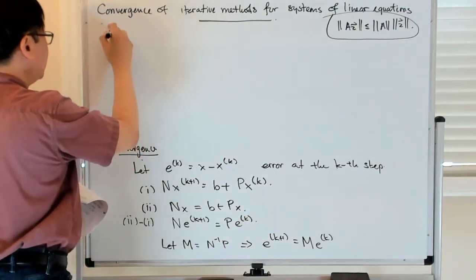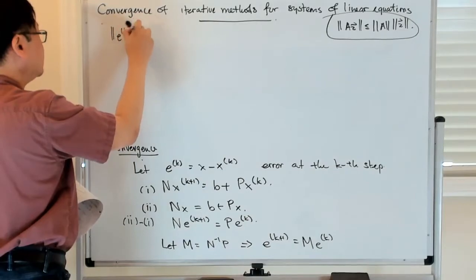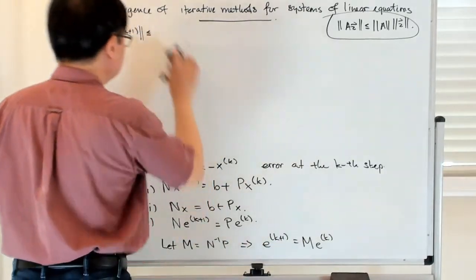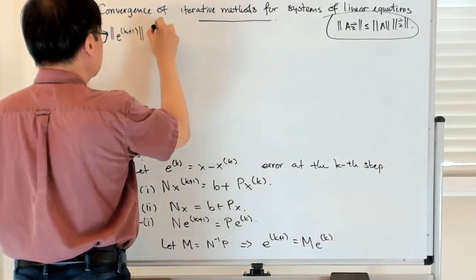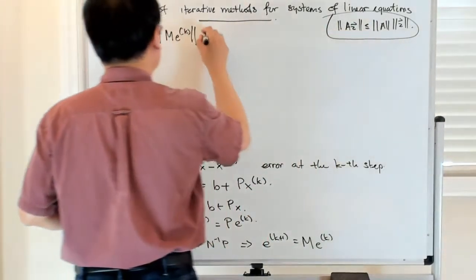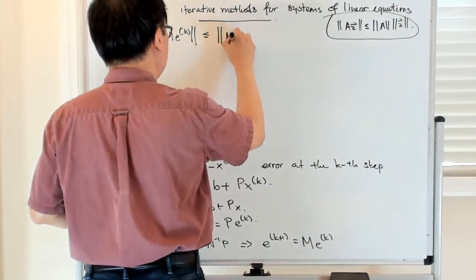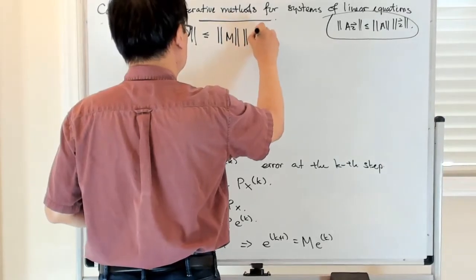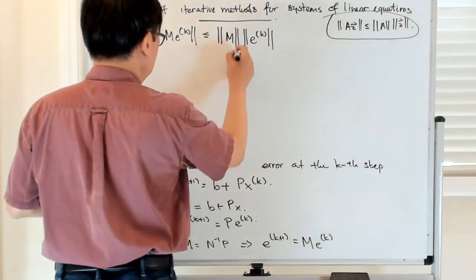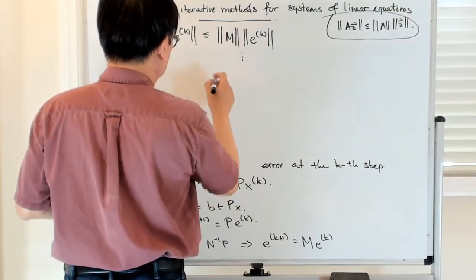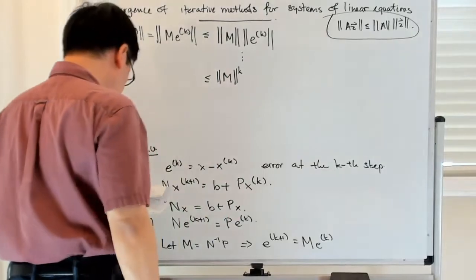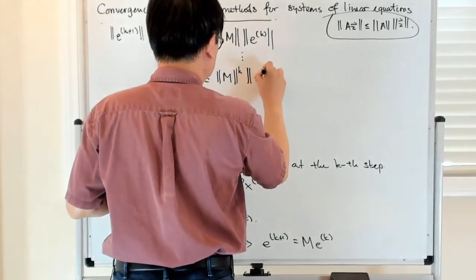So that tells me that the error at the (k+1)th stage is equal to M times the error at the kth stage. Invoking this, it is less than or equal to the matrix norm of M times the vector norm of the error at the kth stage. I can recursively apply this relationship, and eventually I get that this is less than or equal to the matrix norm of M to the power k, times the error at the 0 stage.